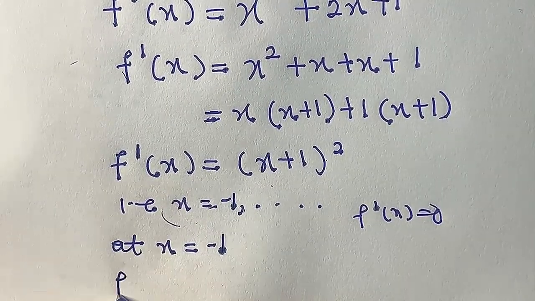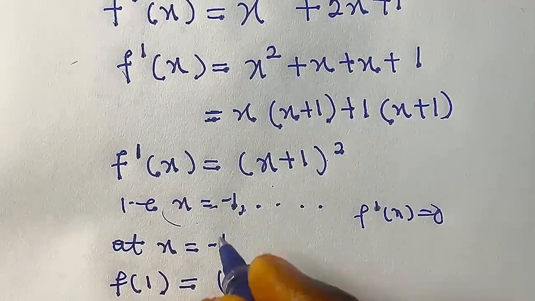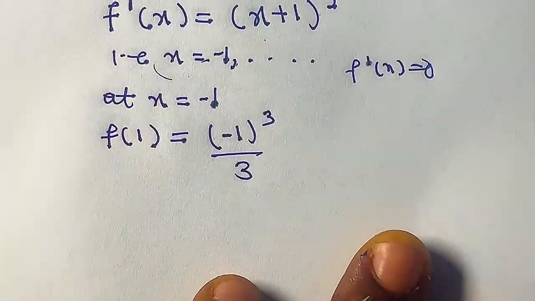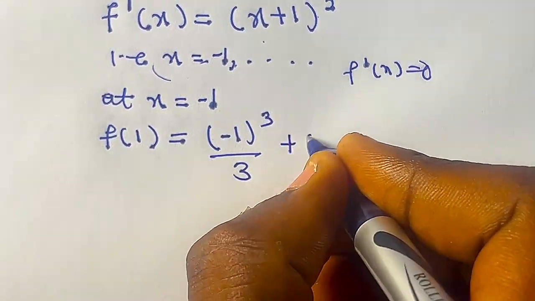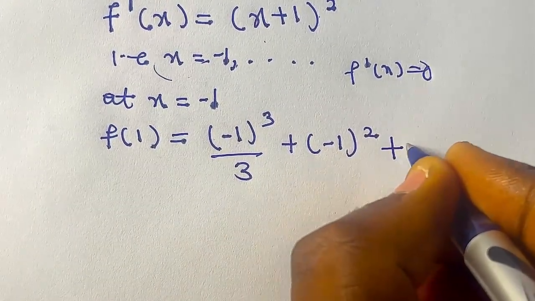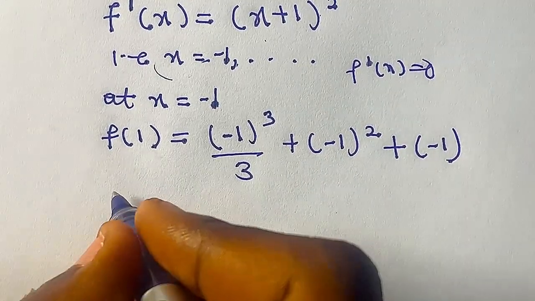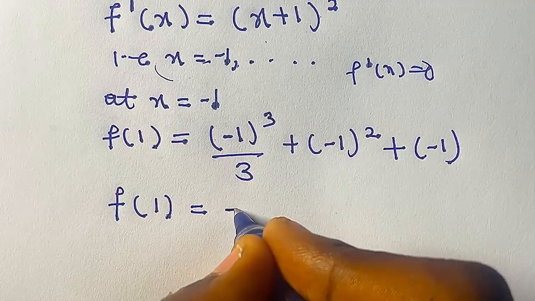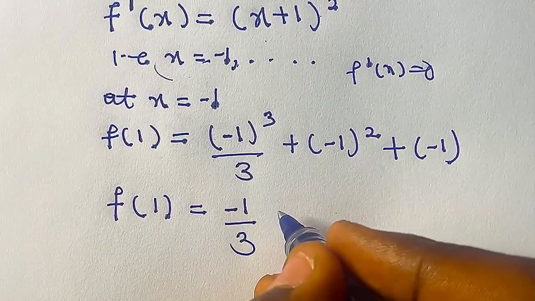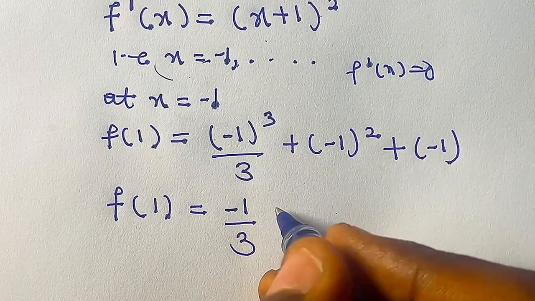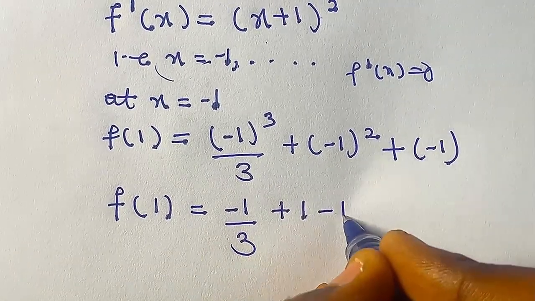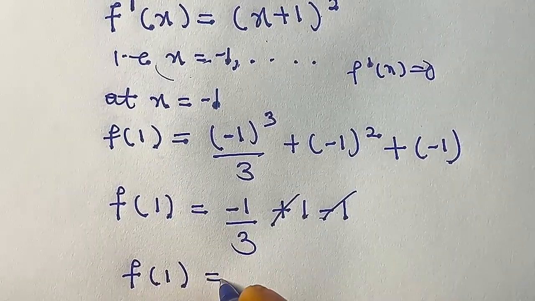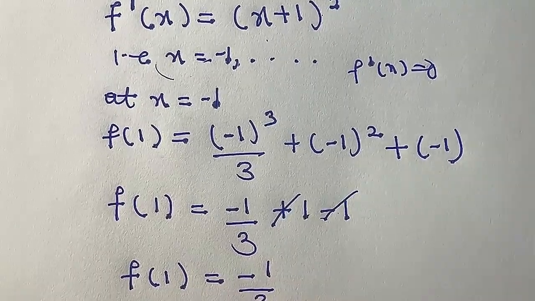So let's substitute minus 1 into the function. We have f of minus 1 equals minus 1 cubed divided by 3, plus minus 1 squared, plus minus 1. So we have minus 1 divided by 3, then minus 1 squared is plus 1, then we have minus 1. We cancel these out, so we have f of minus 1 equals minus 1 divided by 3.